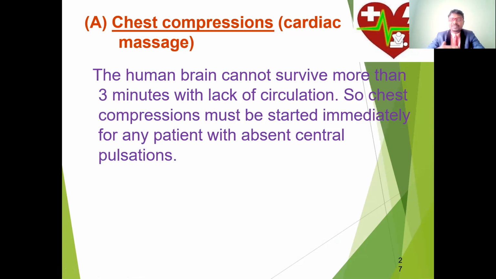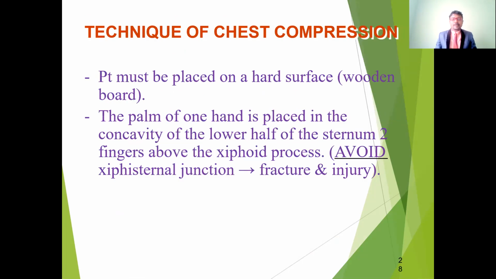Otherwise, after crossing 3 minutes, in the 4th minute, with each second so many millions of cells are going to die. It may give serious complications. That is the reason this period is called the golden period. So how to do the chest compression?